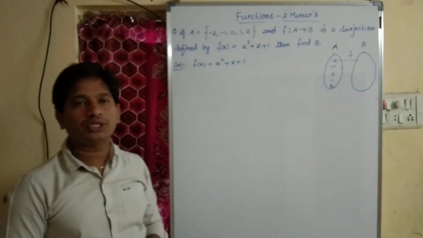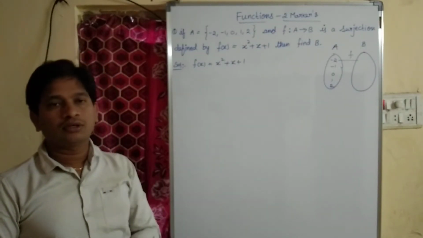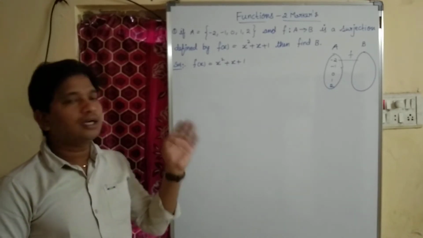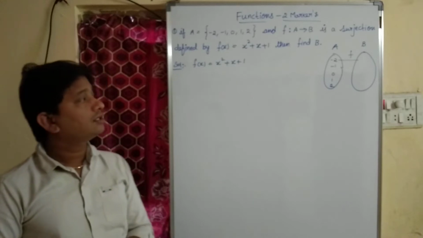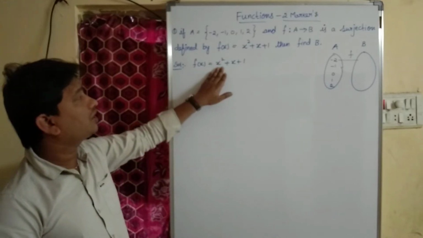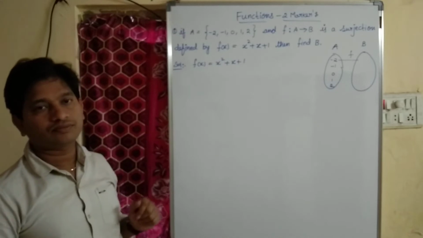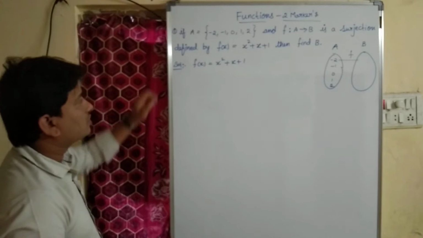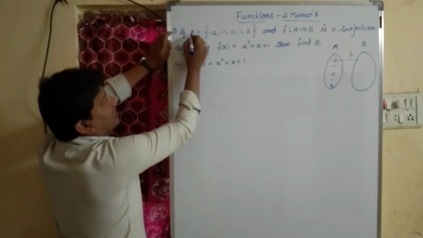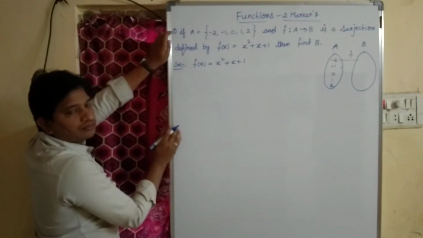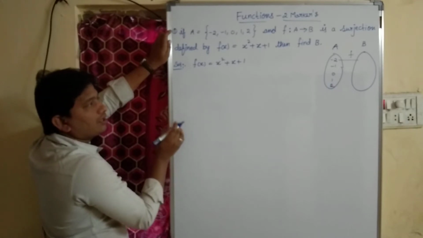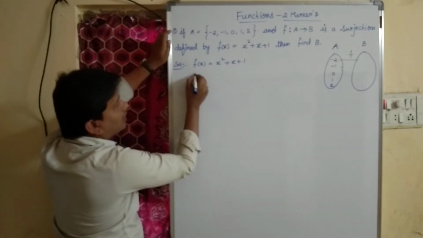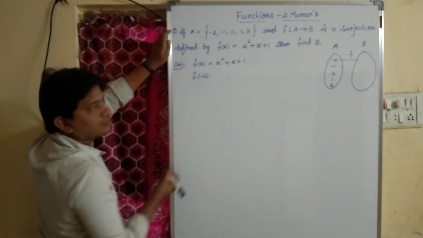Children, did you understand the question? Given the values of A, the domain is given, we have to find the range. What is the given function? f(x) defined by x square plus x plus 1. f maps A to B, right? So, as it is given the values of A, -2, in the place of x, first we need to substitute -2. Let us find f(-2).